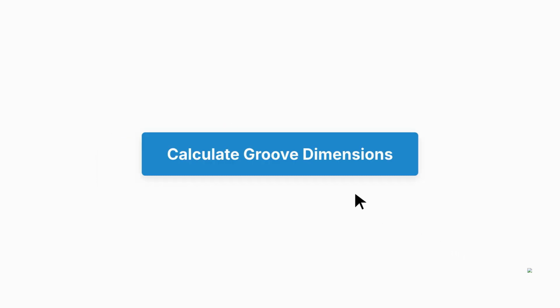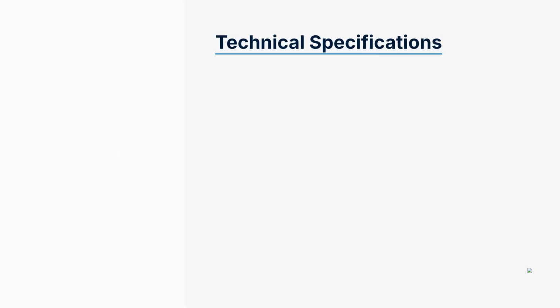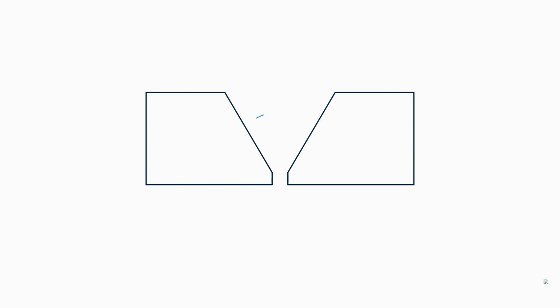After clicking Calculate Groove Dimensions, the calculator provides the essential groove parameters needed for proper weld preparation. These results include the recommended groove angle, root opening dimension, and root face height based on standard welding practices for the selected joint type and process.